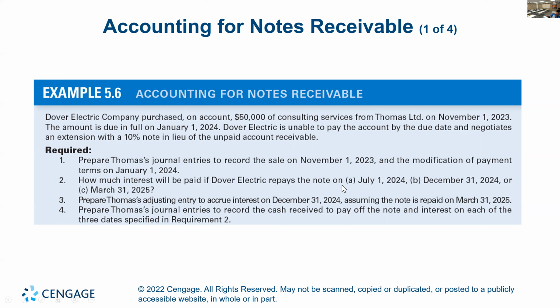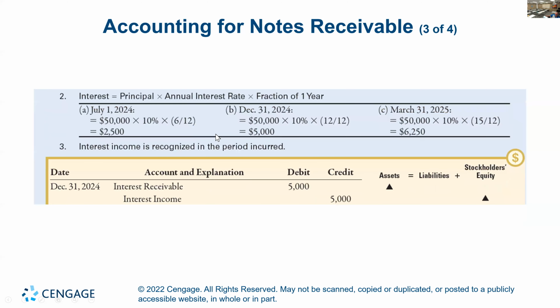Now, how much interest will we be paid if they repay it on July 1st, December 31st, or March 31st? They could pay on July 1st, that's a 6-month note. December 31st, that's a 1-year note. Or March 31st, that is a 15-month note. So we have a current liability, another current liability within a year, and then this one would be split up, but it's classified as long-term.